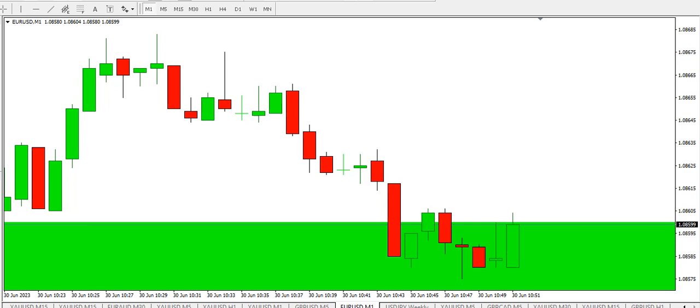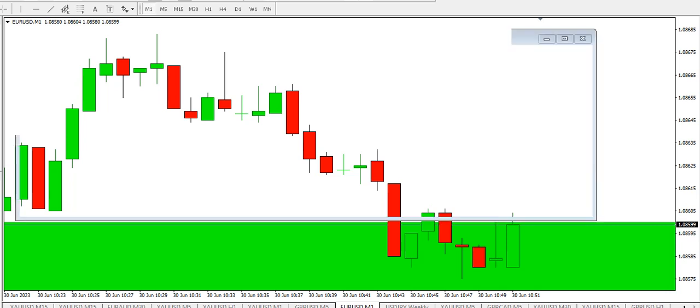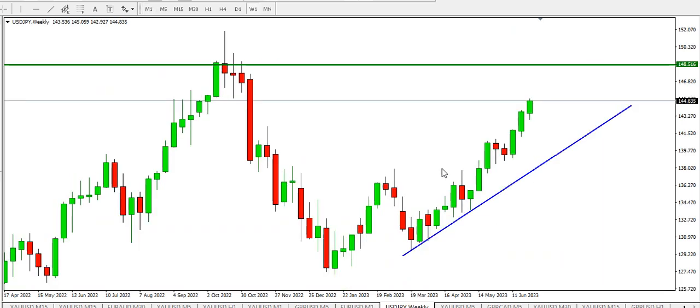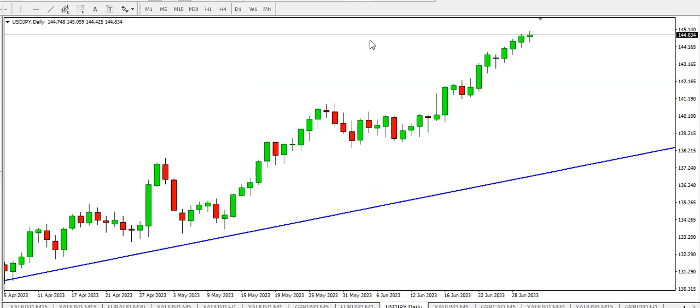Let's quickly take a look at USDJPY on the weekly time frame. On the weekly time frame, USDJPY is still rising, and price might likely get up to the 148 level as the bulls are currently in charge. And if the bulls are in charge for USDJPY, USDJPY is negatively correlated to gold.